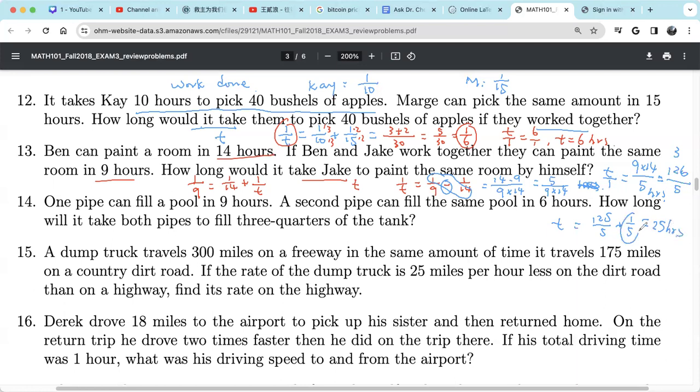So we need to convert 1/5 to minutes. So how do we do that? 1 hour has 60 minutes, so we multiply by 60. 5 goes into 60, 12 times. So 25 hours and 12 minutes. All right.